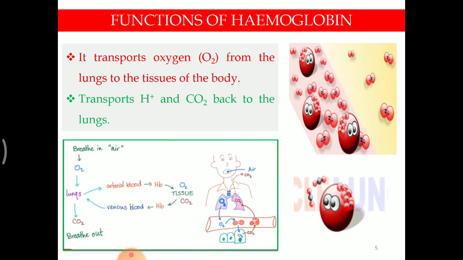When we breathe, oxygen goes to the lungs. From the lungs, hemoglobin carries oxygen to the tissues of the body through arterial blood. Then it carries carbon dioxide back to the lungs through venous blood.